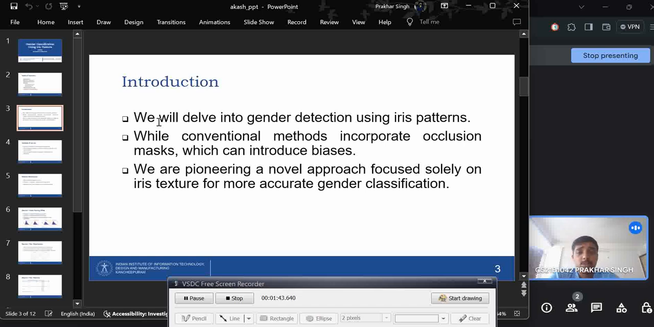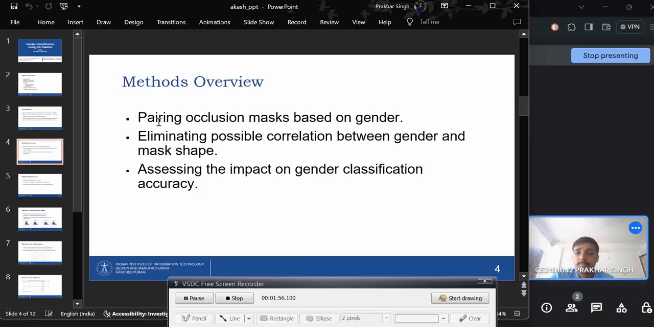Our main objective is, given the potential bias introduced by occlusion masks, to understand and mitigate their impact to ensure fair and accurate gender classification based solely on iris texture. We propose pairing occlusion masks based on gender to eliminate gender-related cues. This involves grouping masks into male-female pairs and generating paired masks by performing a logical operation.